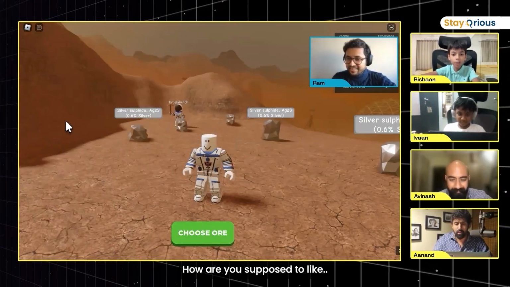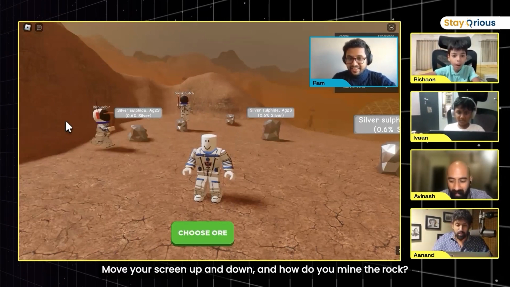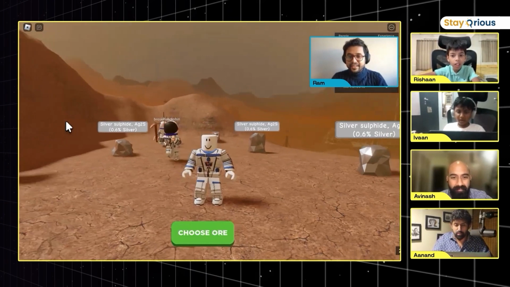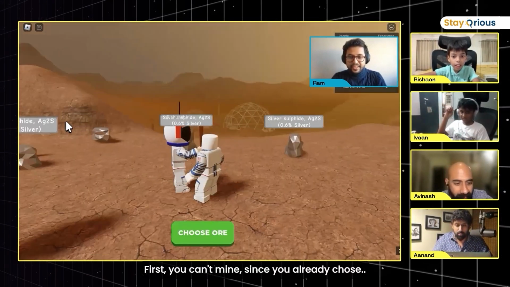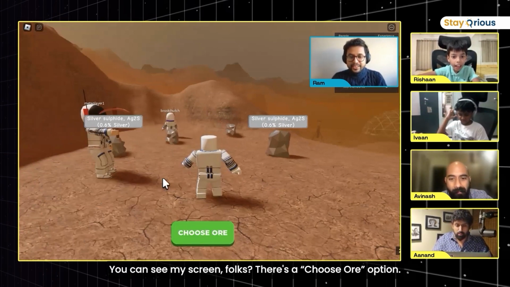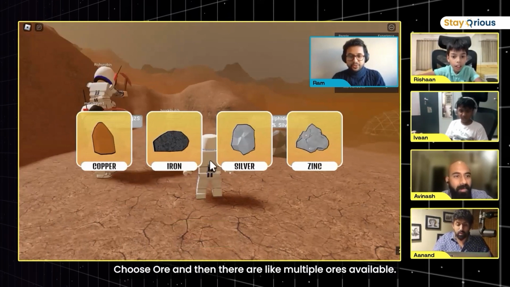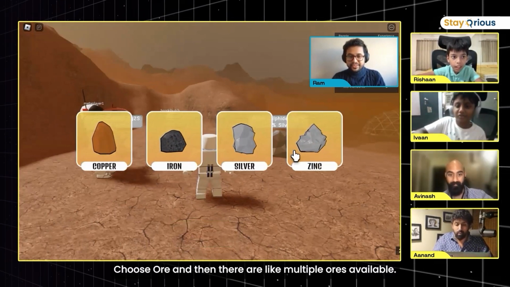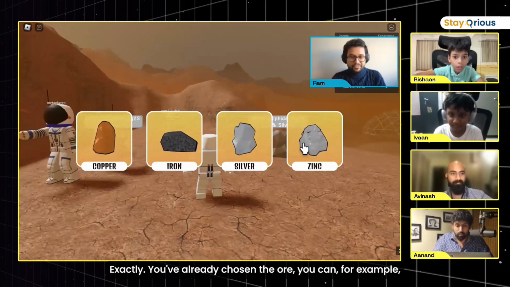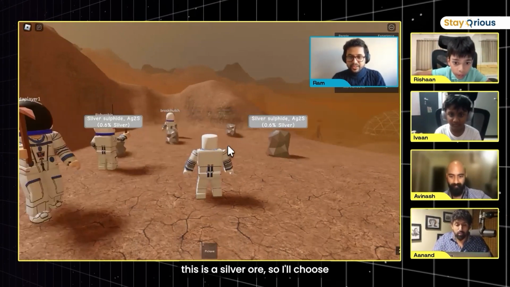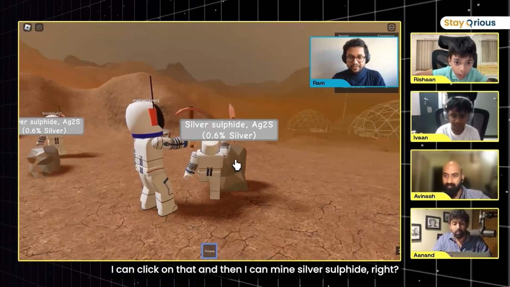How do I say this? Move your screen up and down, and how do you mine the rock? I think you have to click on it. Since you already chose science, right? You can see my screen, folks. There's a choose ore option. Choose ore, and then there are multiple ores available. You have already chosen the ore. For example, this is a silver ore, so I'll choose silver, and then I'll go over here, and then there's a pickaxe. I can click on that, and then I can mine silver.